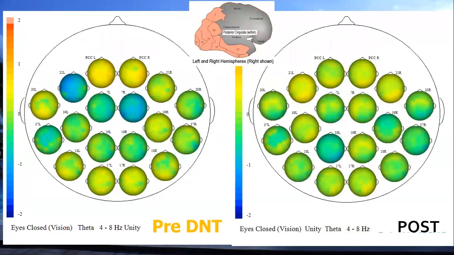Okay, let's look at the back of the head. So we worry about posterior cingulus being orange because that's a marker for PTSD, sometimes developmental trauma. Also can be associated with addiction. It's close, pretty normalized here, a little bit yellow, but mostly normalized. The 17s, this is visual processing.